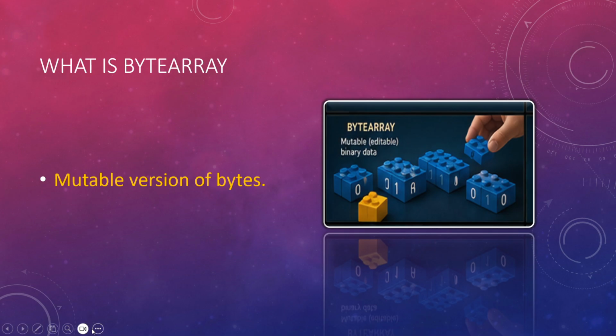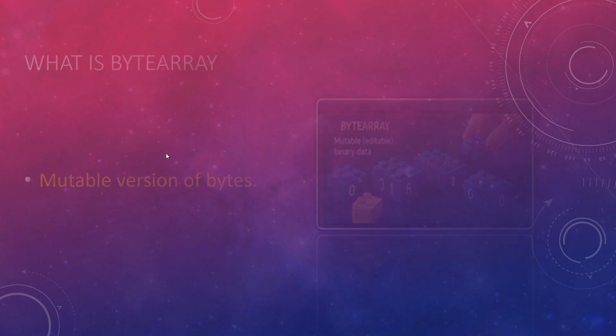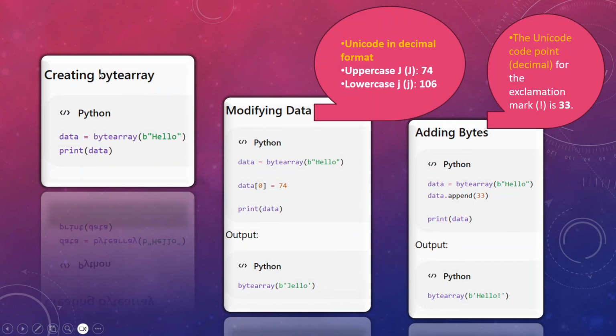So now moving on to the next one. What is a byte array? A byte array is basically a sequence of values in bytes, but they are mutable. Mutable means you can change those, you can edit those. So obviously you can create byte arrays. For bytes we had used b"hello". Here we use the bytearray constructor and pass those bytes in it, so it is converted to a byte array. Now it is accessible to edit.